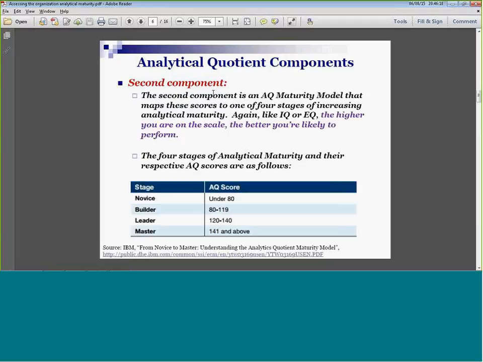The second component maps your answers or your score on that first part to one of 4 stages of increasing analytic maturity. Again, like IQ or EQ, the higher you are, the better you're likely to perform. So if your score comes out under 80, you're novice. If you're 80 to 119, builder. 120 to 140, leader. 141 and above, master. Okay, 4 stages.